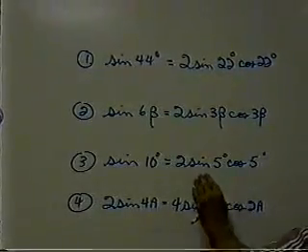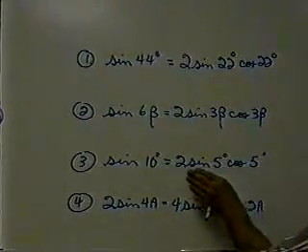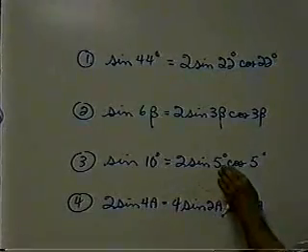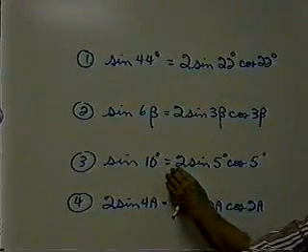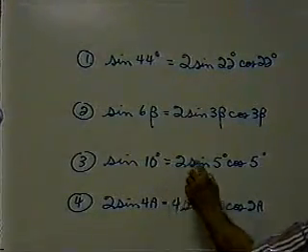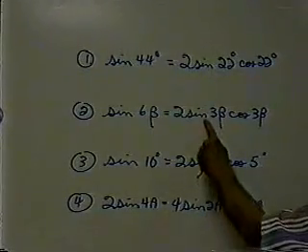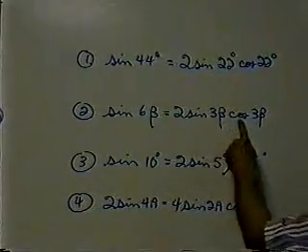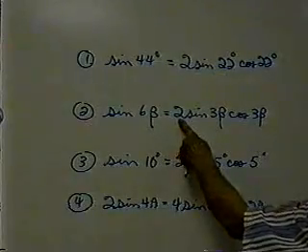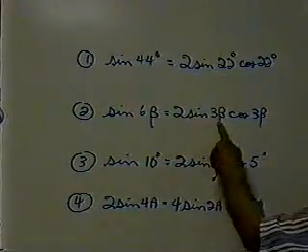Again, here's the way I would like for you to see it. The sine of an angle times the cosine of an angle times 2 is the sine of double this angle.